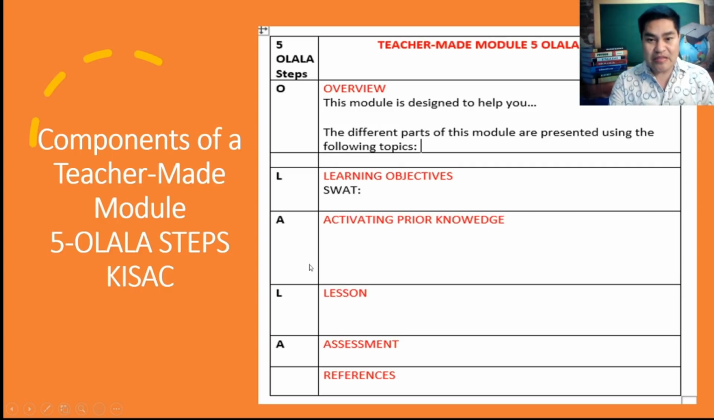So you can see on this template, on my left column, I have the acronym OLALA, or the 5 OLALA components in a teacher-made module. And on the right side are the actual meanings of each acronym. So O for overview, L for learning objectives, A for activating prior knowledge, L for lesson, and A for assessment. And also you have to include the references.